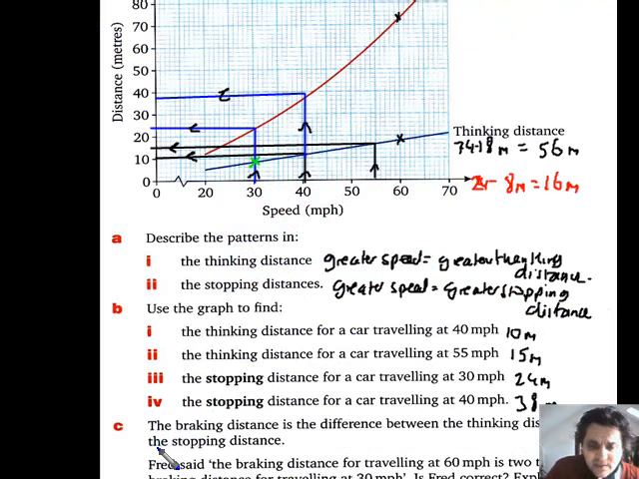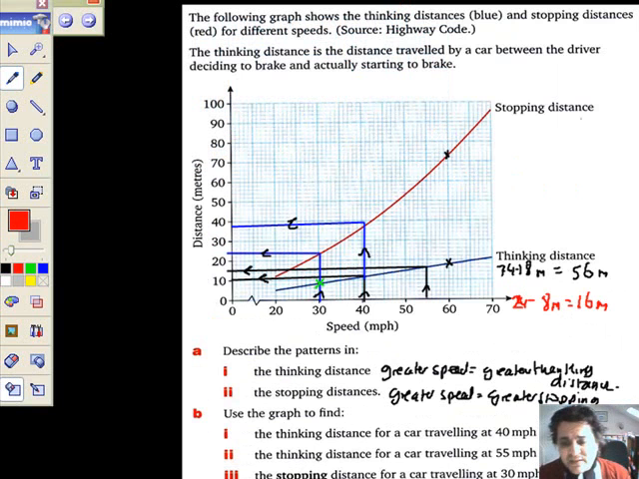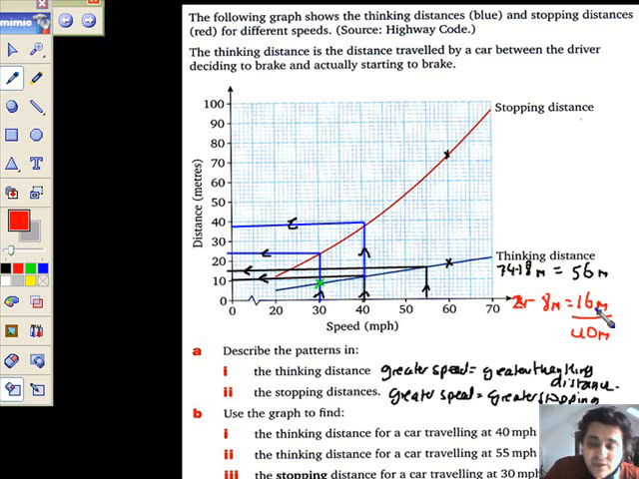16 meters. Fred said the braking distance for travelling at 60 miles per hour is 2 times the braking distance for travelling at 30. Is he correct? No, he's not. Look at that. There's a difference of 40 meters. 2 times 16 is 32, so it's not 40. It's not 32. It's 40 meters.